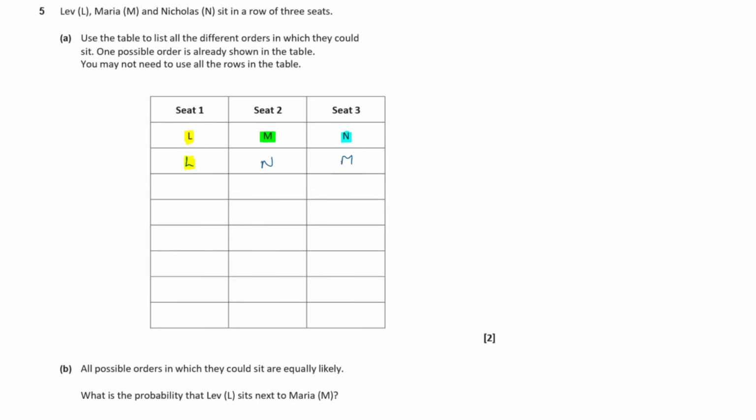So now that I'm done with L, I'm going to start looking at M at the front. So I'm going to bring M to the front and draw it here. And then I'm going to do the same thing. I'm going to then do L and N here. Then I'm going to keep M the same at the front, and then I'm going to switch those two around, N and L.